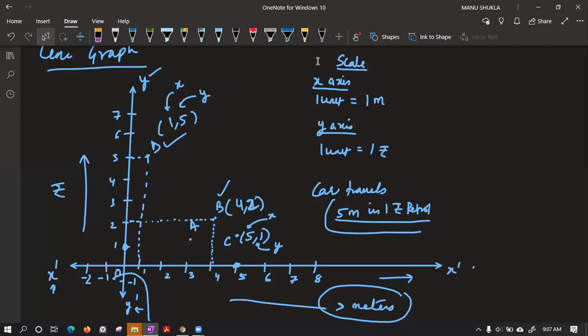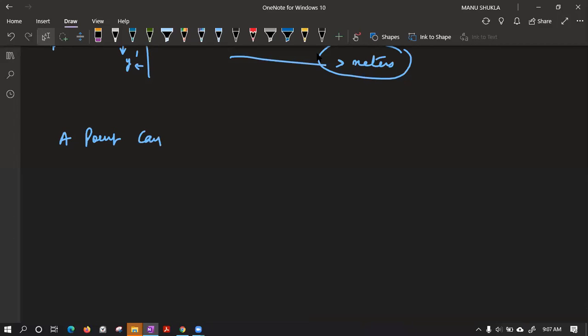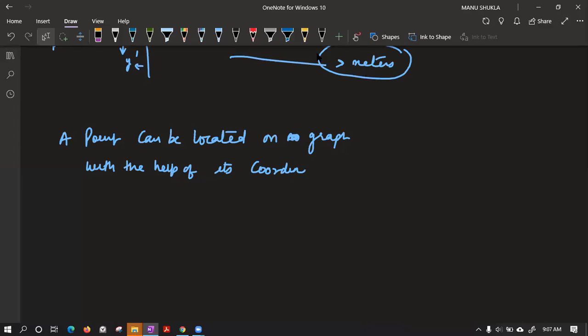Yes. So we have seen the basic concept that each and every point can be shown by the coordinates. A point can be located on a graph with the help of its coordinates. Now the question is, what are coordinates? Coordinates are x comma y. This shows the x coordinate and this is the y coordinate.